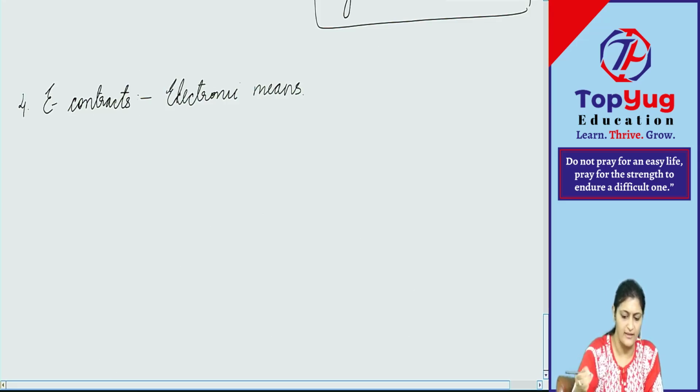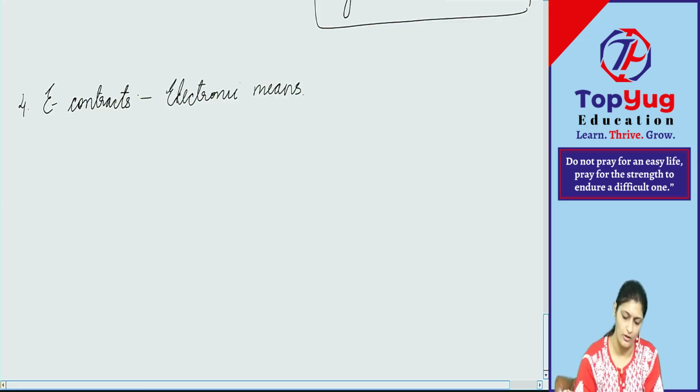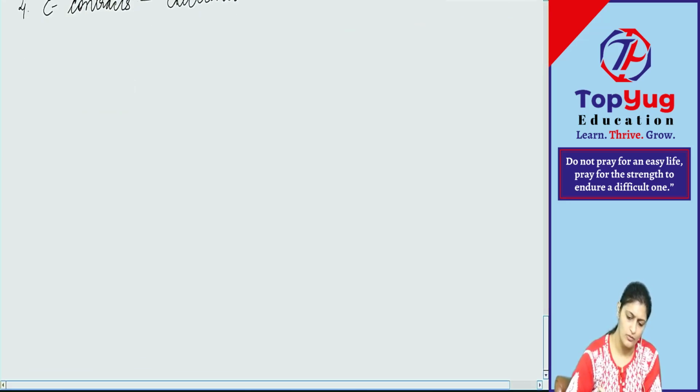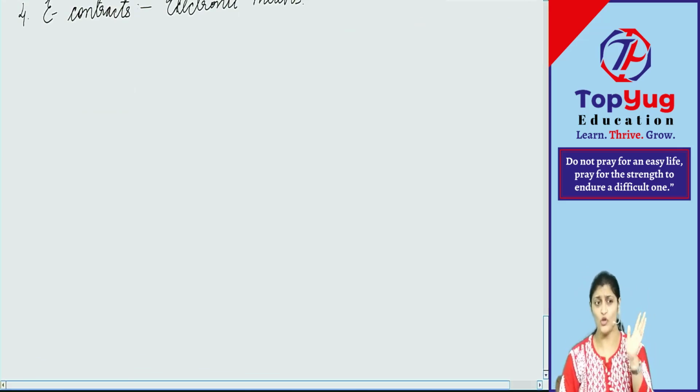E-contracts are nothing but where you use some electronic means to enter into contracts. Those are your e-contracts. Understood with us everybody till now? Yes or no? So we have completed contracts on the basis of formation. On the basis of formation, the contracts are: express contracts, implied contracts, quasi contracts, e-contracts.